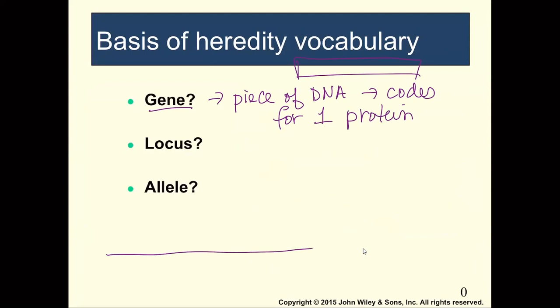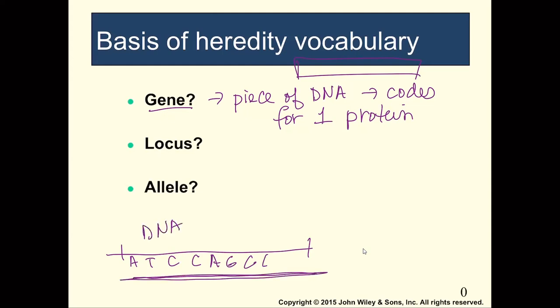So it codes for a protein. So it's going to be a piece or a sequence of DNA. So some A's, T's, C's, G's, right? And this code of DNA is a packet of information, okay? And it's going to tell your cell what protein to make. Okay, so a gene pretty much controls or codes for a protein. Okay, now locus looks like location, right?